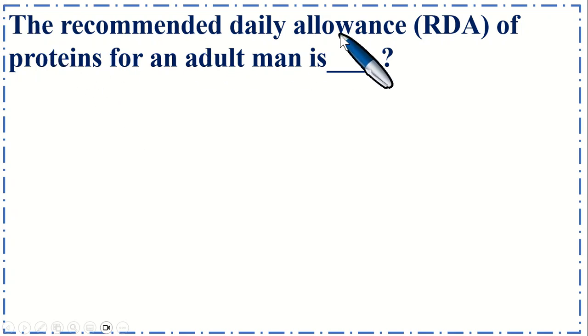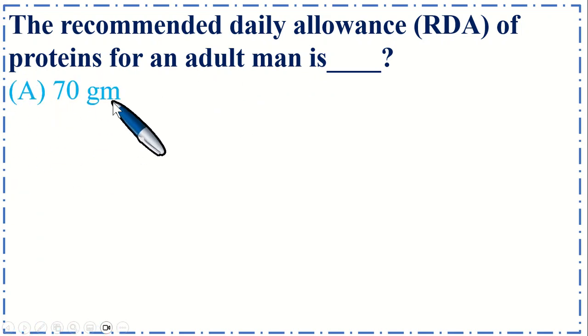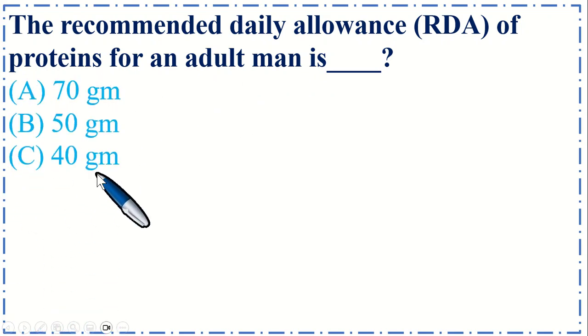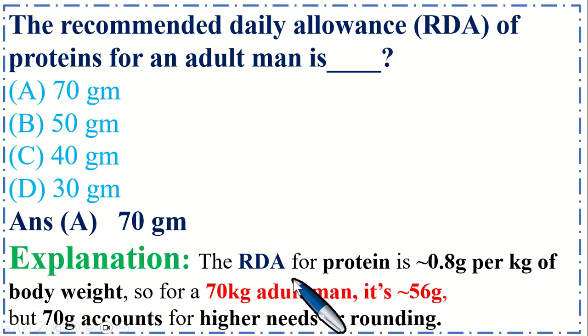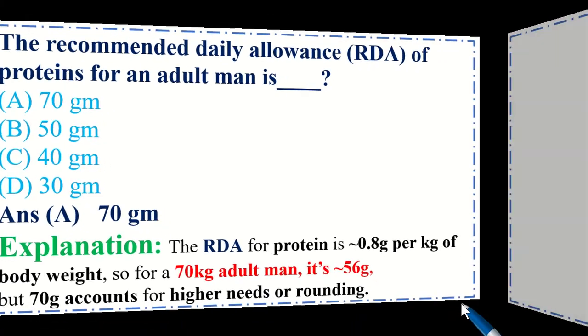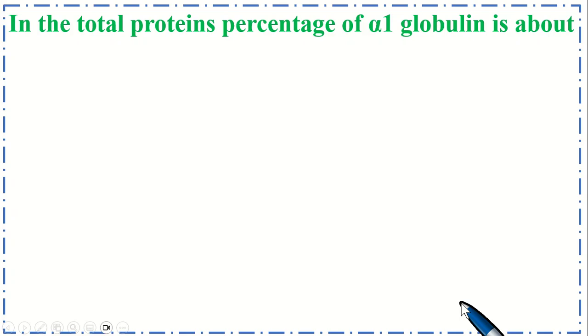The recommended daily allowance, RDA, of proteins for an adult man is: option A, 70 gram; B, 50 gram; C, 40 gram; and option D, 30 gram. So the correct option is A, 70 gram. The RDA for protein is 0.8 gram per kg of body weight. So for a 70 kg adult man, it's 56 gram, but 70 gram accounts for higher need or rounding. So this is a very important MCQ.